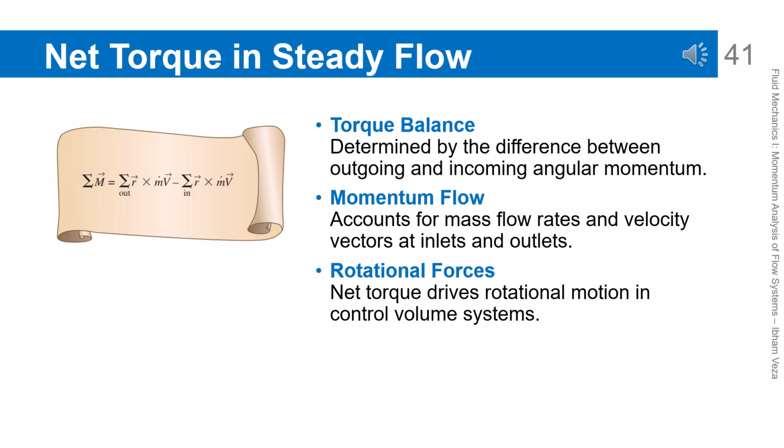Net torque in steady flow. In steady flow, the net torque is determined by the difference between outgoing and incoming angular momentum fluxes. There is no accumulation of angular momentum inside the control volume. Each inlet and outlet contributes angular momentum according to its mass flow rate and velocity vector. This equation forms the basis for torque analysis in rotating fluid machines. With this approach, shaft torque can be computed from flow data.